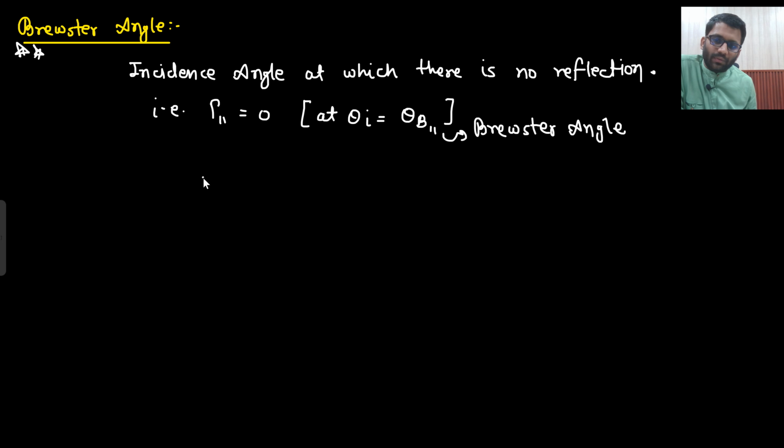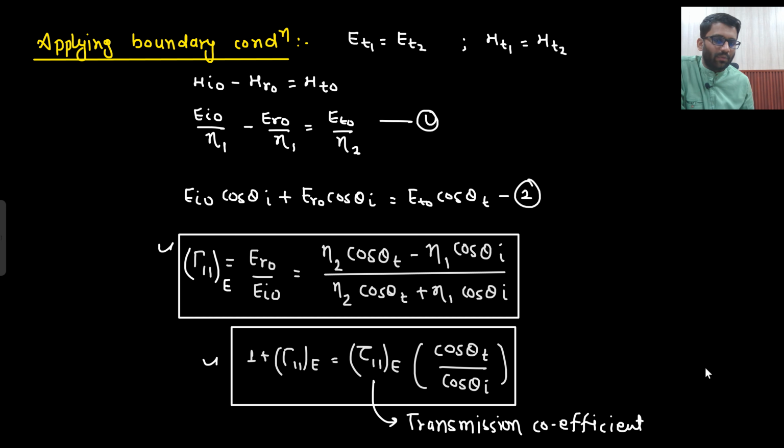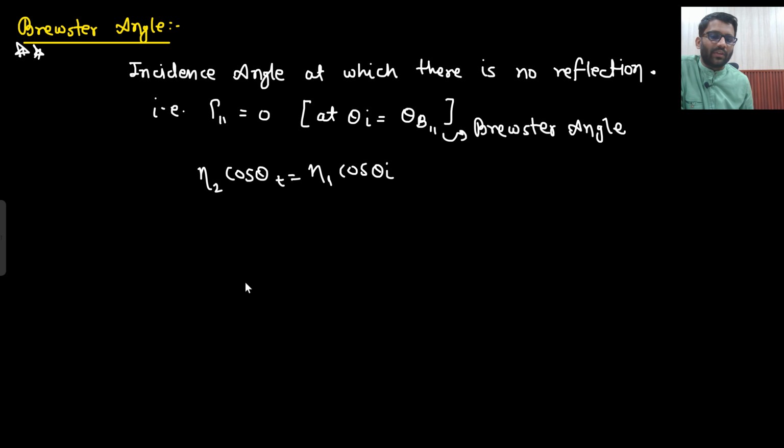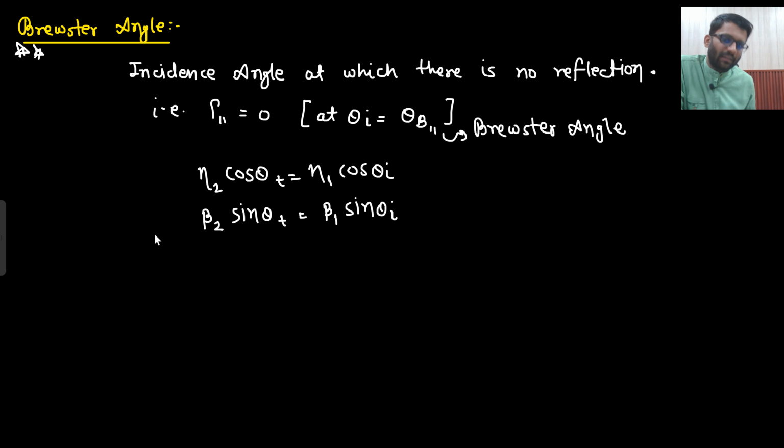Okay, so eta 2 cos theta t would be equal to eta 1 cos theta i, right? Because if this is 0, then both will be equal. Eta 2 cos theta t equals eta 1 cos theta i, and beta 2 sin theta t equals beta 1 sin theta i. These are the two equations.